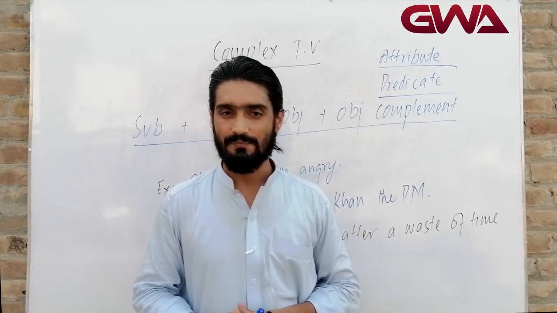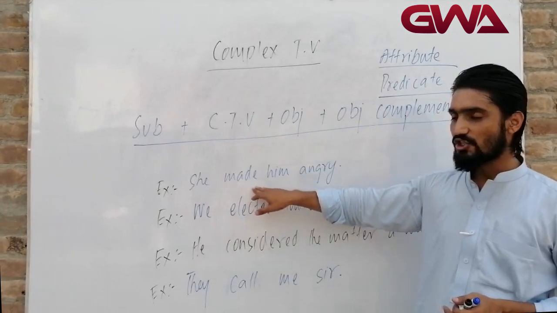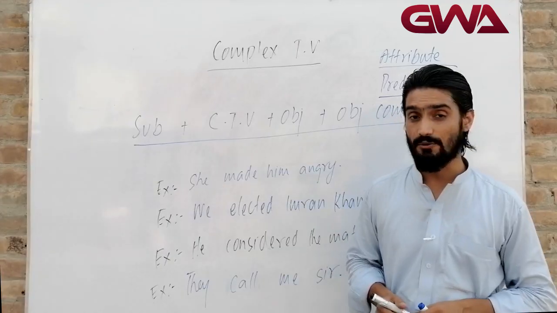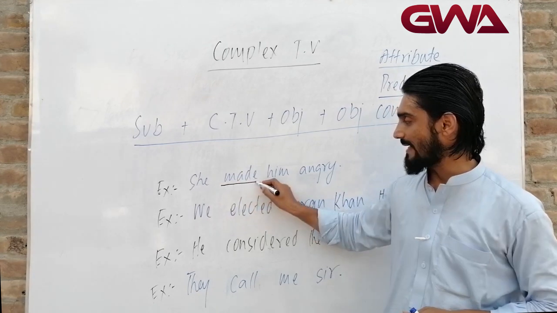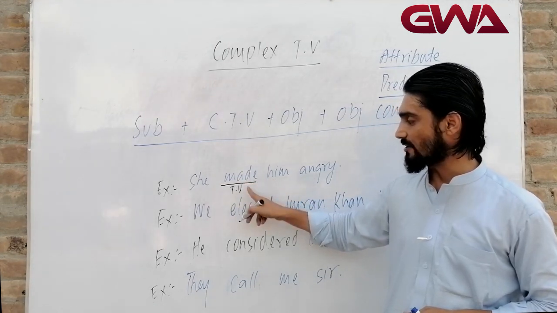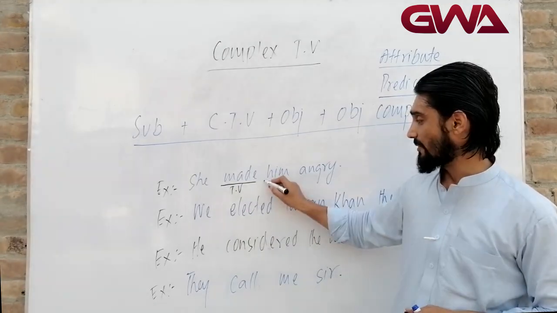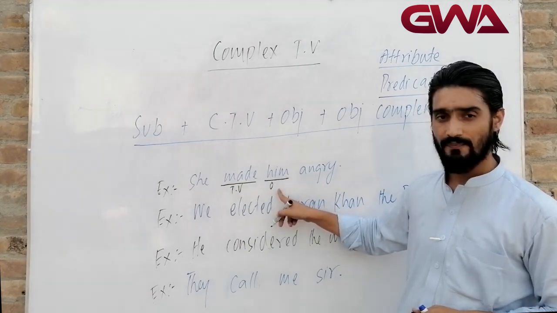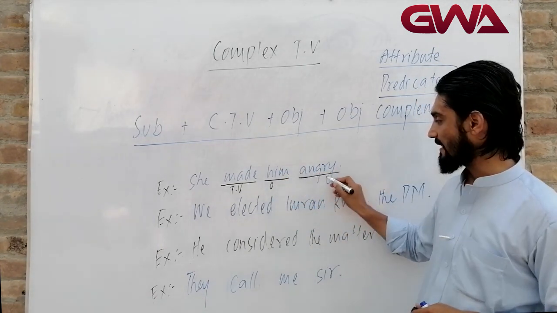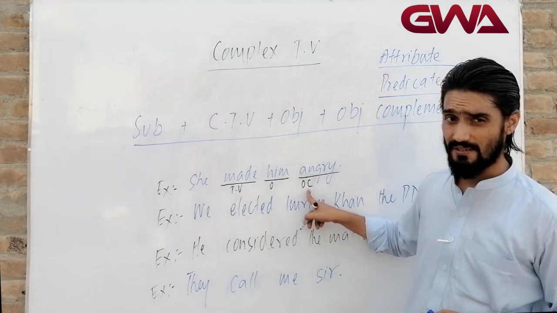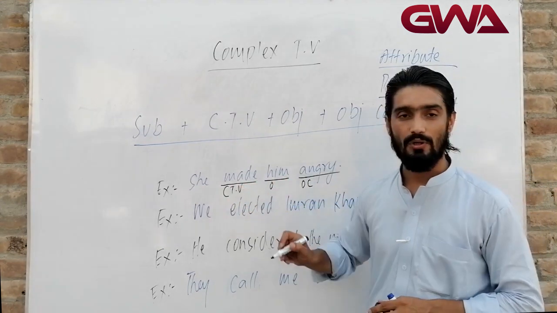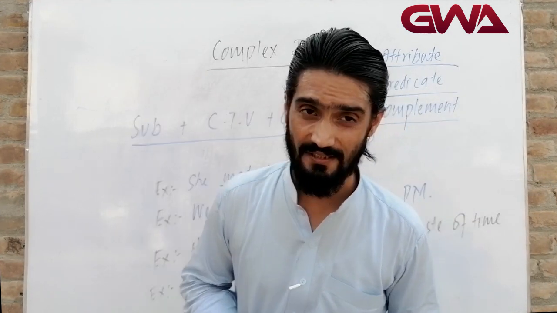Let's have an example. She made him angry. Now, made is a transitive verb. Why? Because it has an object. But after an object, it has an object complement. That's why it is also called a complex transitive verb.